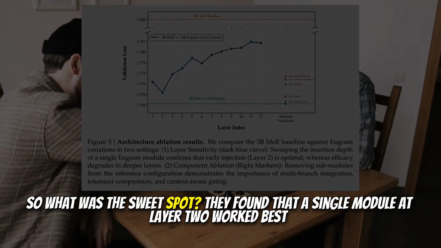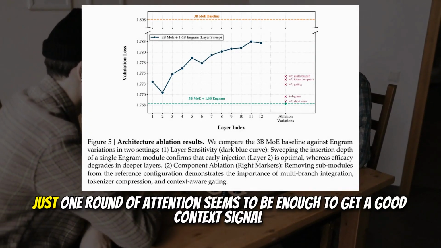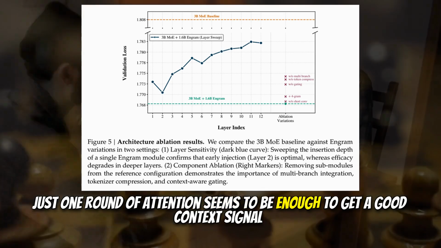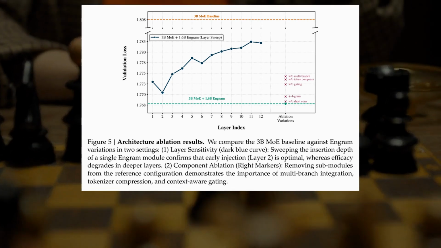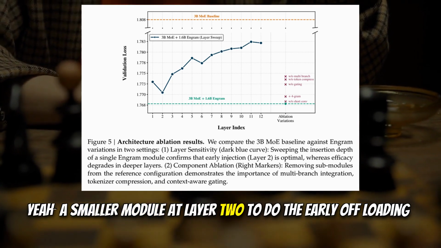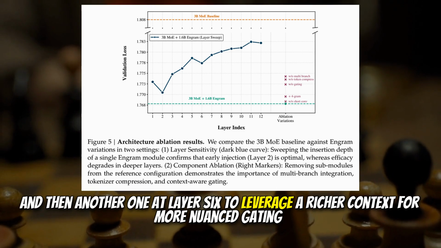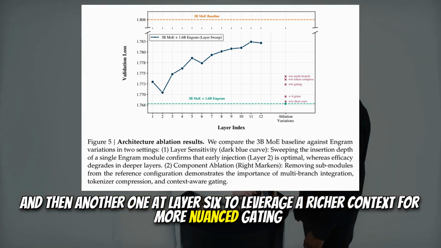So what was the sweet spot? They found that a single module at layer 2 worked best. Just one round of attention seems to be enough to get a good context signal. But the best overall was a layered design. Yeah, a smaller module at layer 2 to do the early offloading, and then another one at layer 6 to leverage a richer context for more nuanced gating.